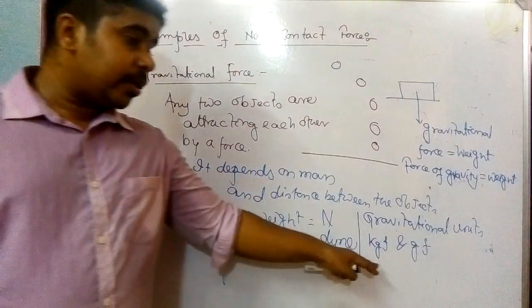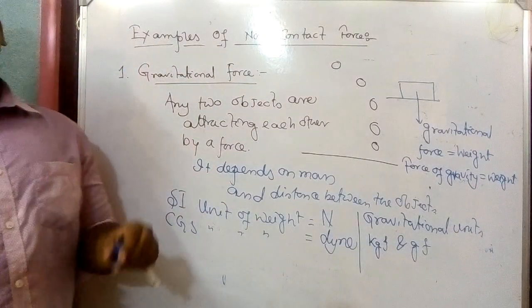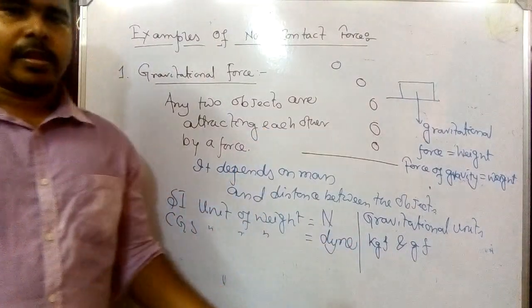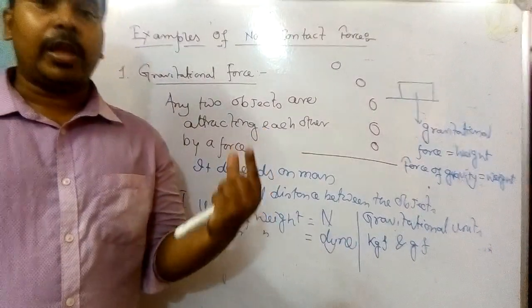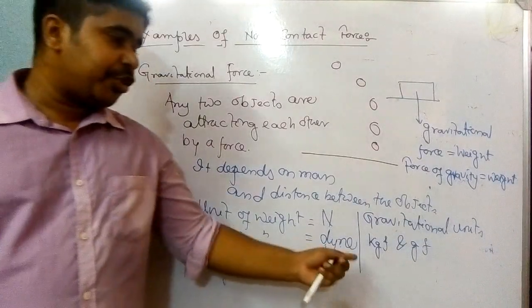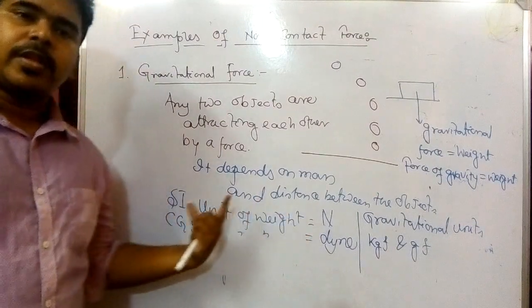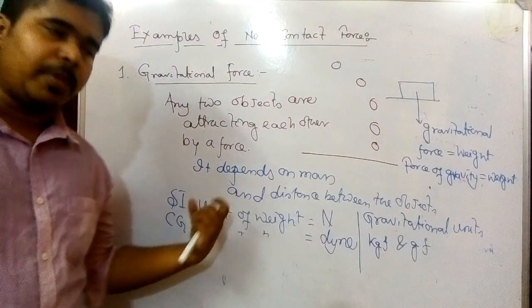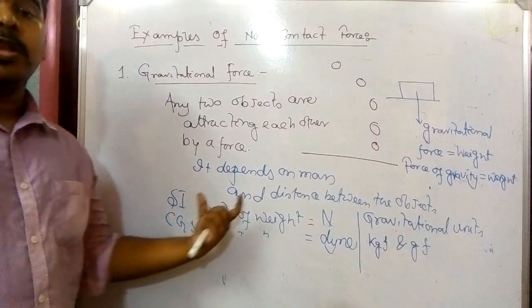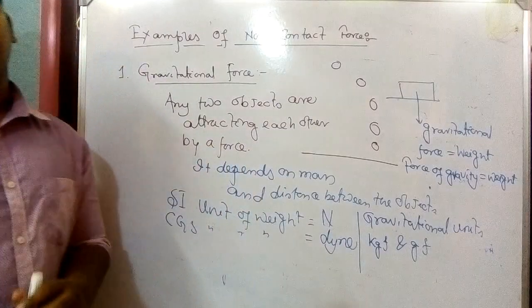Clear? From where the units have come, you will learn in class 7. Till then, you have to remember this. Short questions can be asked: what are the gravitational units of weight? That is kgf and gf. What is the SI unit of weight? The SI unit of force should be the SI unit of weight, that is Newton. And the CGS unit of weight is the CGS unit of force, that is dyne.